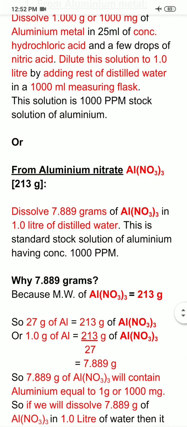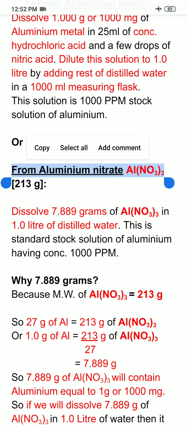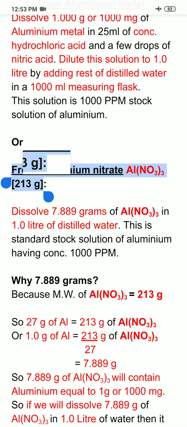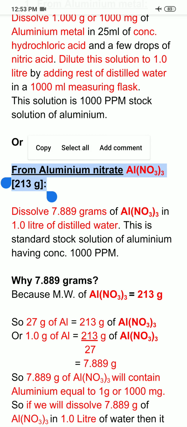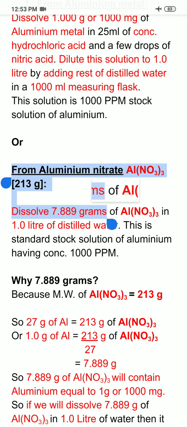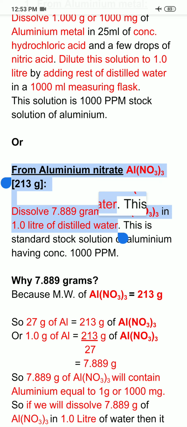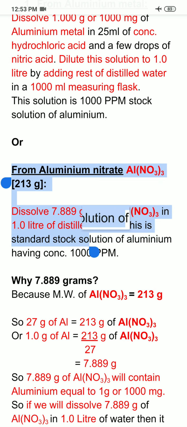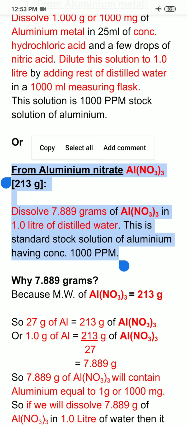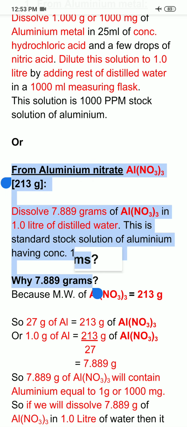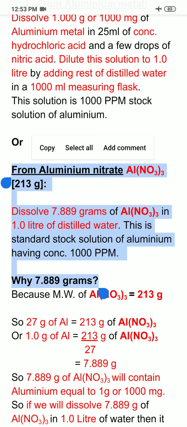Second is by using aluminium nitrate. As aluminium nitrate has the formula Al(NO3)3, and its molecular weight is 213 grams. So by using its molecular weight, we can also prepare 1000 ppm stock solution of aluminium. For this, we will need to dissolve 7.899 grams of aluminium nitrate anhydrous in 1 liter of water. This solution will have concentration equal to 1000 ppm. Now, why 7.899 grams in 1000 ml?